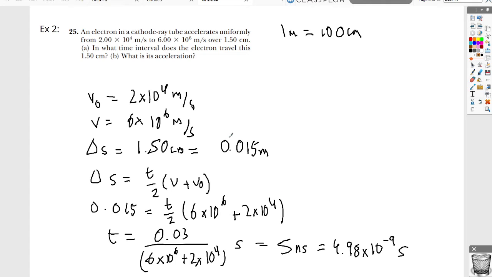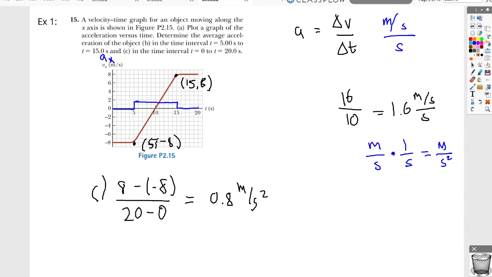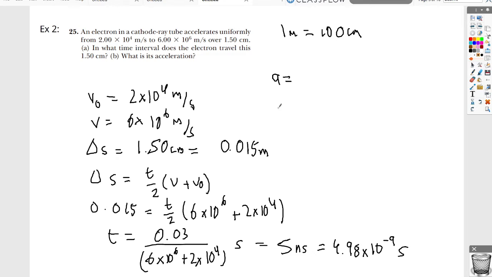Very nice. Now what's the acceleration? Now we have 4 quantities. We can use any of the formulas that has acceleration in it to find acceleration, but let's just assume that we don't have the time. So what formula will we use? We will use this fifth formula right here: 2a delta s equals v squared minus v0 squared. So that's going to be huge, right? So 2a delta s is equal to v squared minus v0 squared.